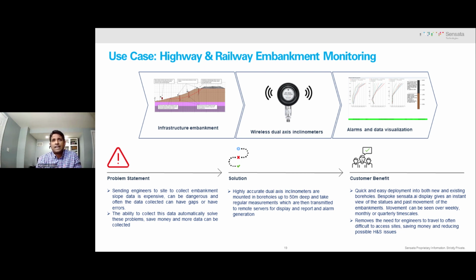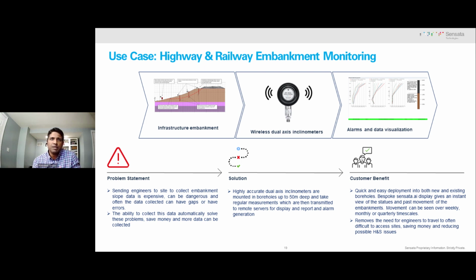Sending engineers to this site to collect the embankment data, slope data, is very expensive and can also be dangerous. And often the data that has been collected has gaps or errors. The ability to collect the data automatically solves these problems, saves money, and also we can collect more data.